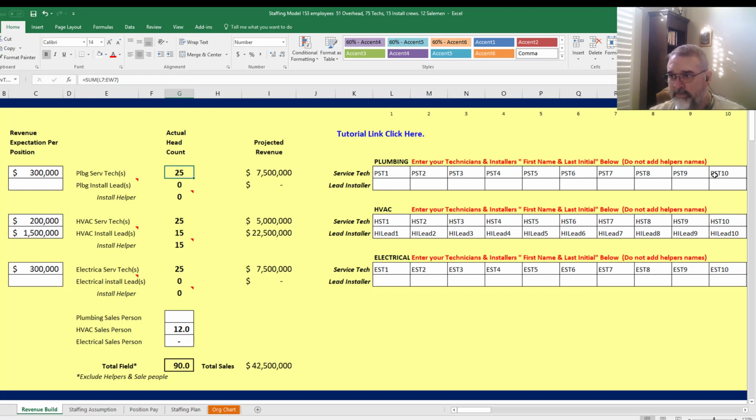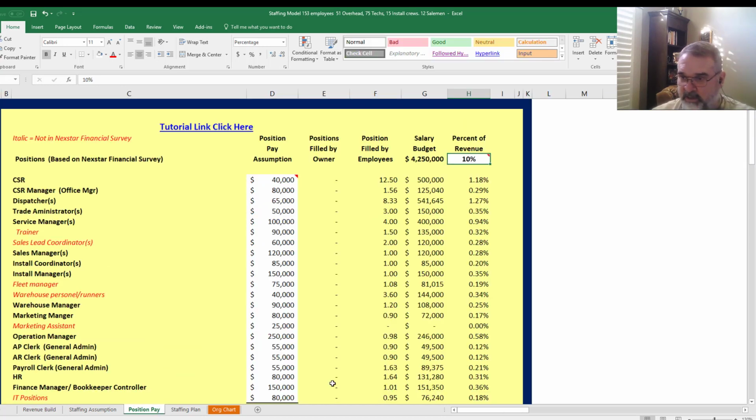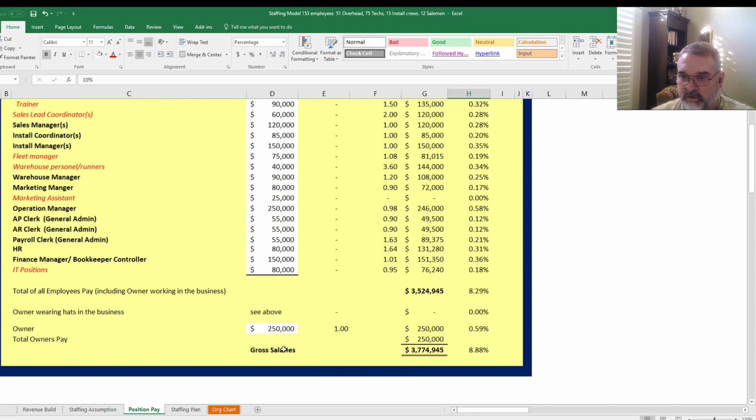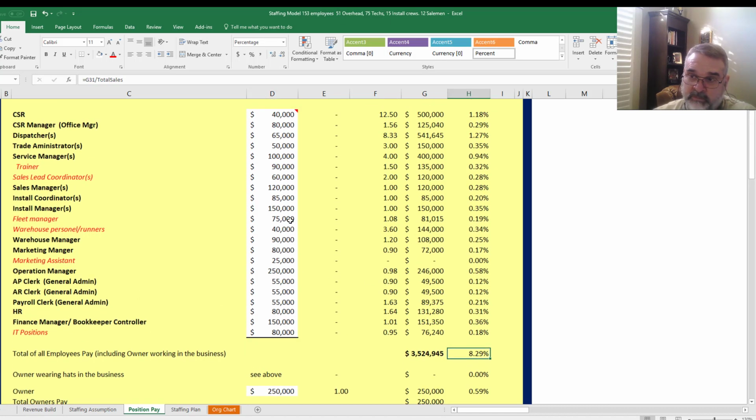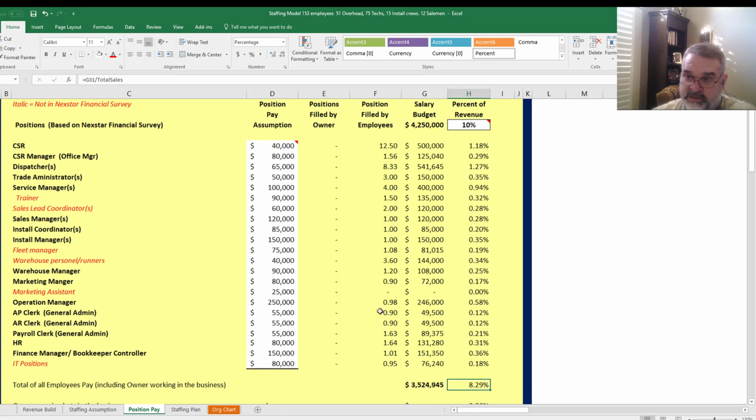The key here is the more people you have out here, the more people. Nothing will change here if you change the dollars. That's not going to change how many people you need. What that will change, though, is what your salaries are as your gross pay goes. At the top level, your salaries are only 8.8% with the owner taking $250,000. It's 8.29 with just the overhead people. Okay? Now that's just gross. That's not fully burdened.